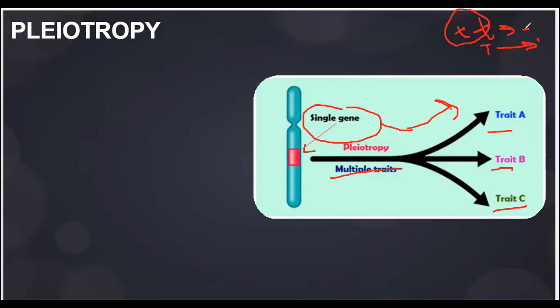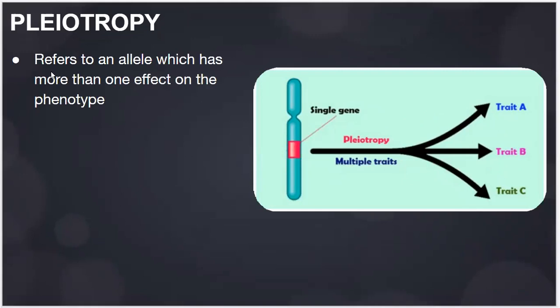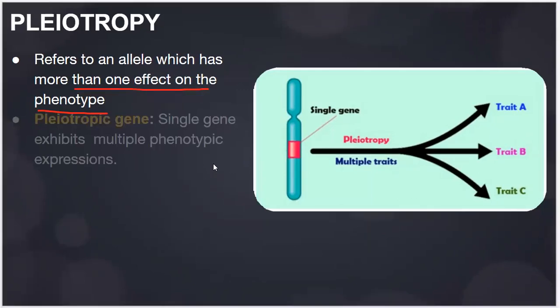But pleiotropy is something different, which is not following Mendel's law. It is showing multiple effects or multiple functions. Gene is one, but it can have multiple effects. Let's see, trait 1, 2, 3, A, B, C. So this refers to an allele which is having more than one effect on the phenotype. You need to remember this: more than one effect on the phenotype. Just now I explained with the example. So a single gene exhibits multiple phenotypic expressions.